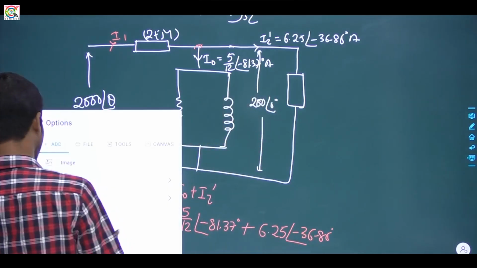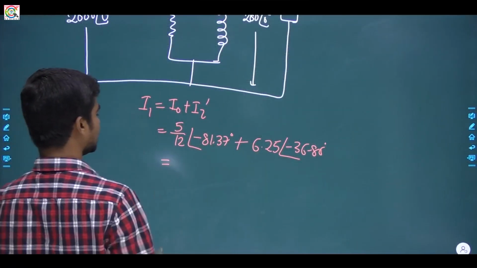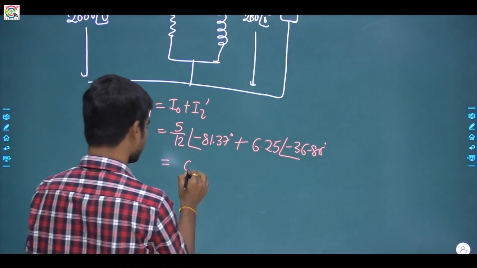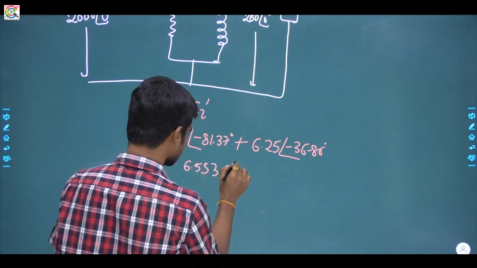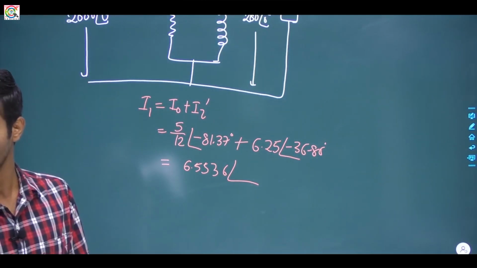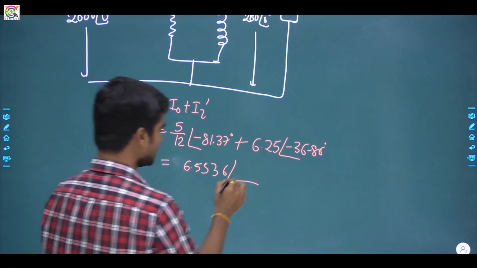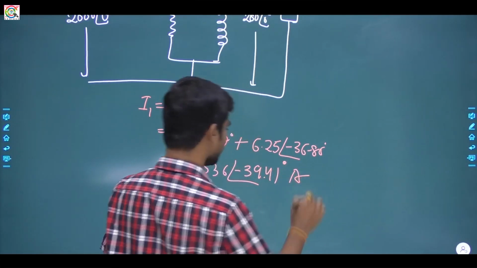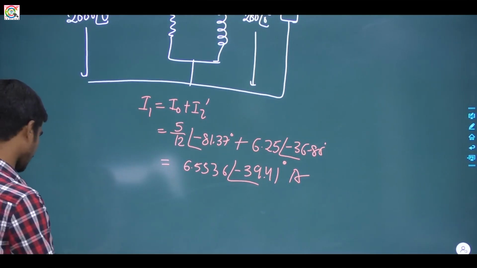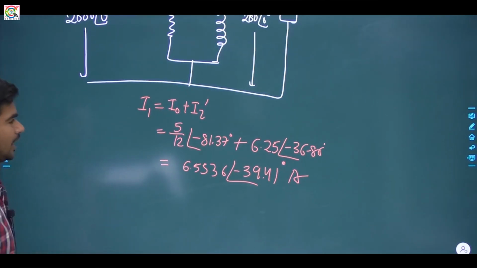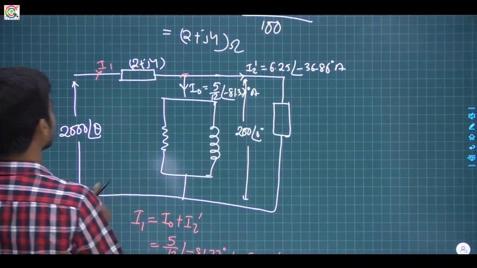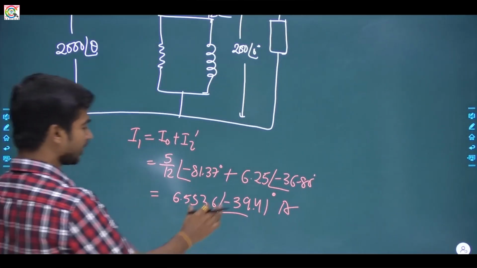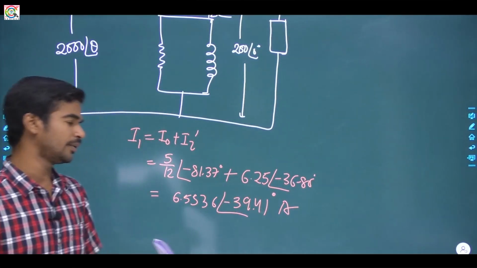So can you tell me the value of I1 here? Calculate and tell me the value of I1. So it will be 6.5536, angle is minus 31.41 ampere. Okay. So this is the primary side current. But don't think that the primary power factor will be cos of minus 39.41.